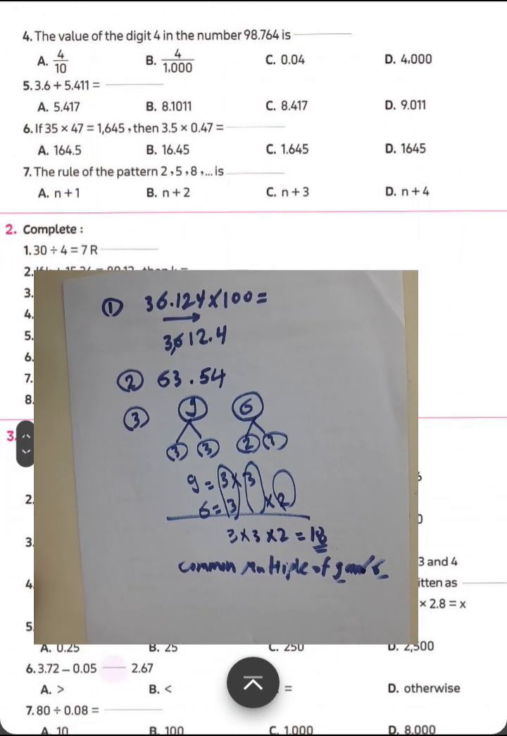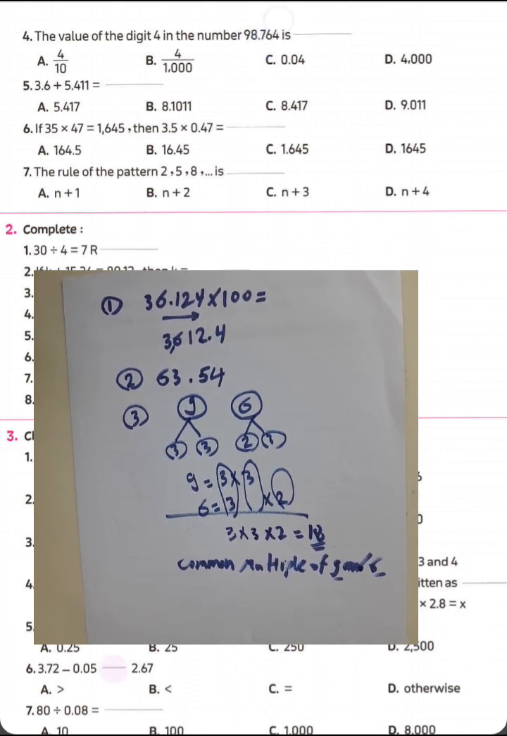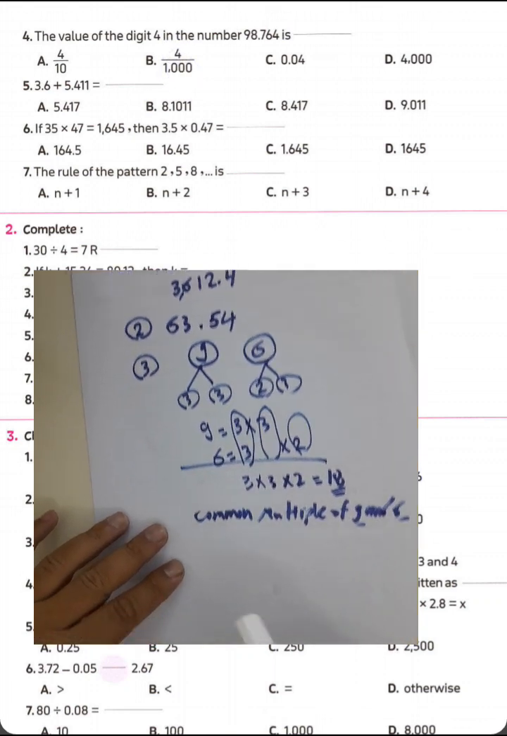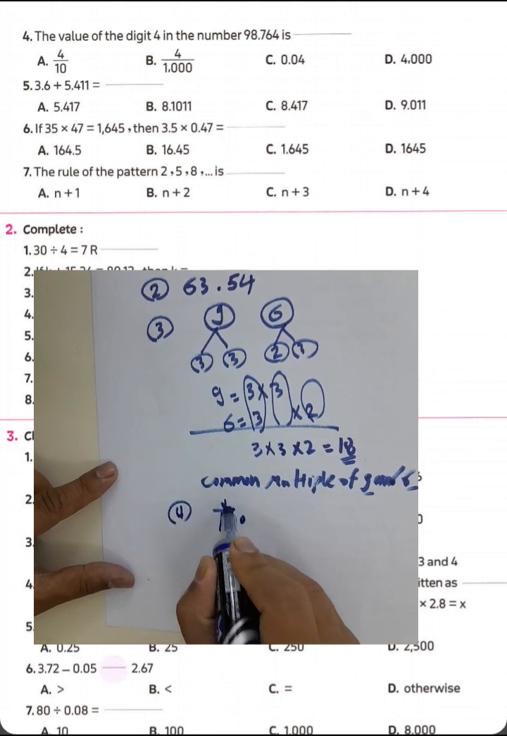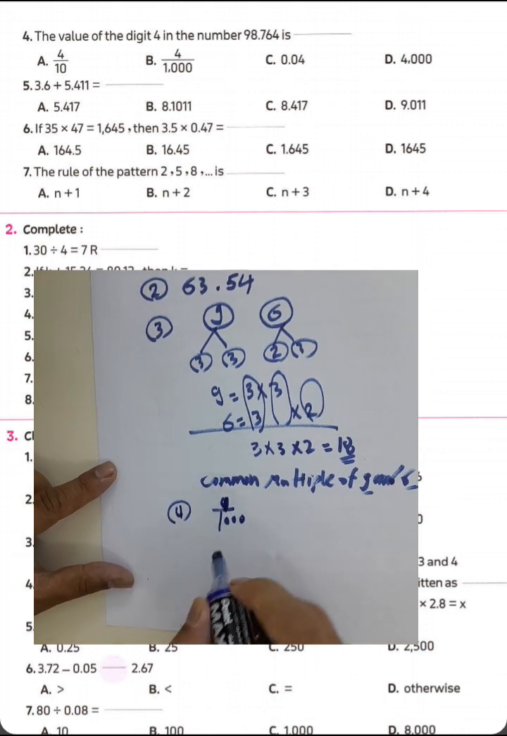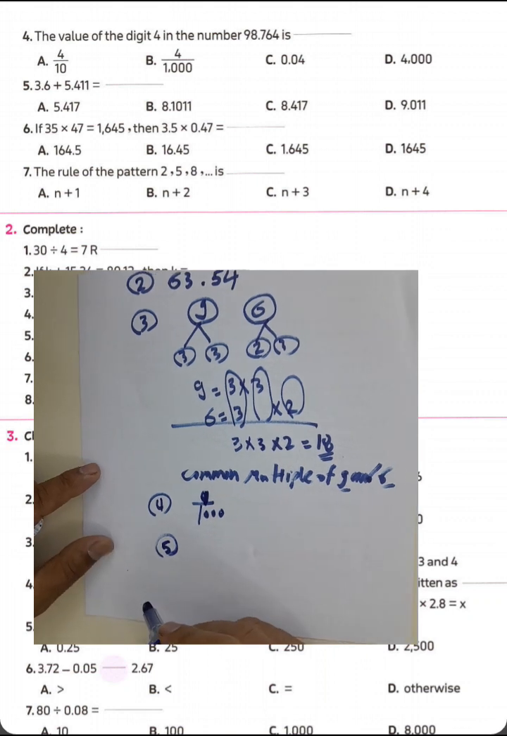Question number 4. The value of the digit 4 in the number 98 and 764 thousandths is what? The 4 here lies in the thousandths place. It will be 4 over 1000, because 4 lies in the thousandths. Question number 5.